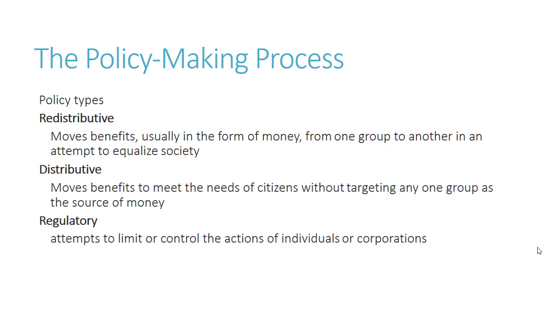So redistributive policy might be something like the Robin Hood plan, moving the benefits or the money from one group to another to make it more equal. If the government is trying to provide more funds or responsibility to educational funding, it would be more distributive. So that would be the government as the source, trying to meet the needs of a certain group of people. Followed by regulatory policy. Regulatory policies are things like environmental policy, trying to get people to behave in a certain way.